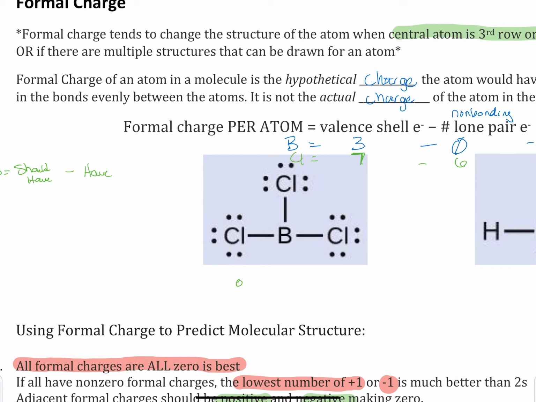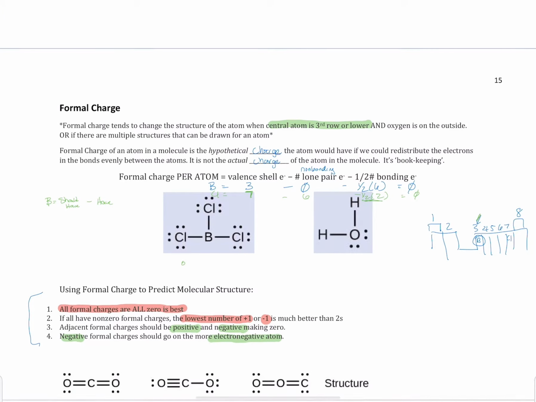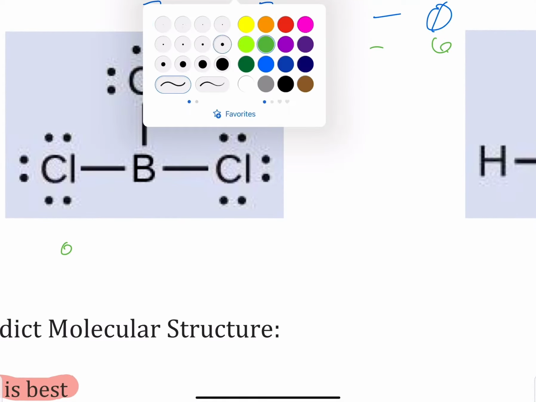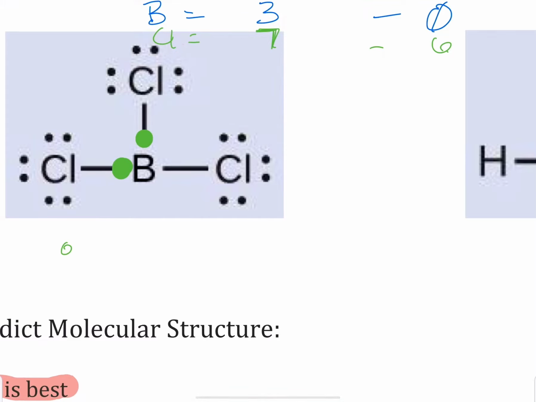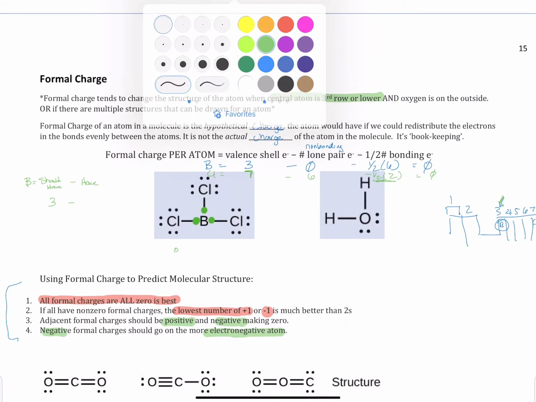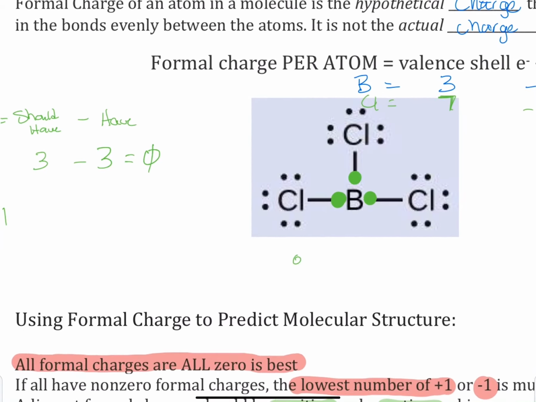So for boron, again, the should-have is the valence. Boron should have 3. He should be coming to the party with 3. And then the number that he actually has, I'm going to zoom in and make this a little bit more of a dot here. In that bond, the boron has 1 of each of the electrons in that bond. So he's got a total of 3. So his formal charge is 0, which matches what we figured out up here. So that's good.